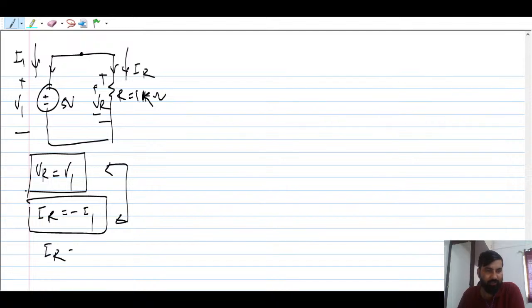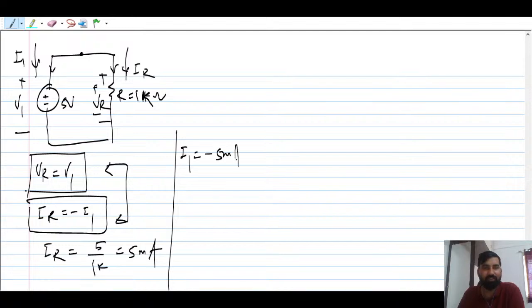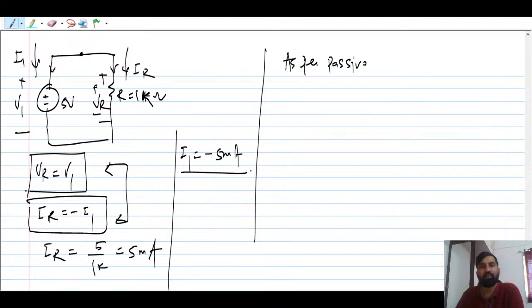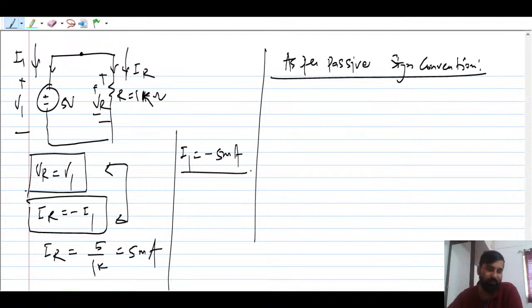So IR is nothing but this voltage 5 by 1K, which is 5 milliampere, and you can say that I1 is going to be minus 5 milliampere. So as per the passive sign convention, see, if in the question they have specified the direction, remember, don't change the direction of the current, right?